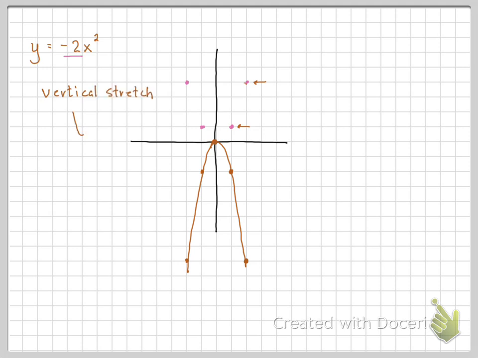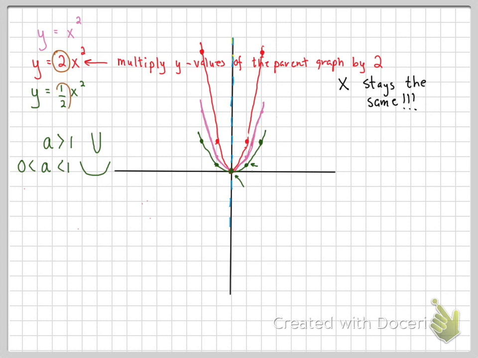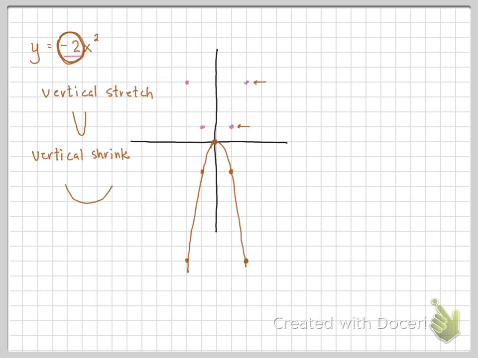That makes your graph more steep, or a vertical shrink opens the graph wider, okay? The vertical stretch and the vertical shrink are from the numbers out front, right here, okay? Right here is a vertical stretch. The green is a vertical shrink. And the negative turns it upside down.